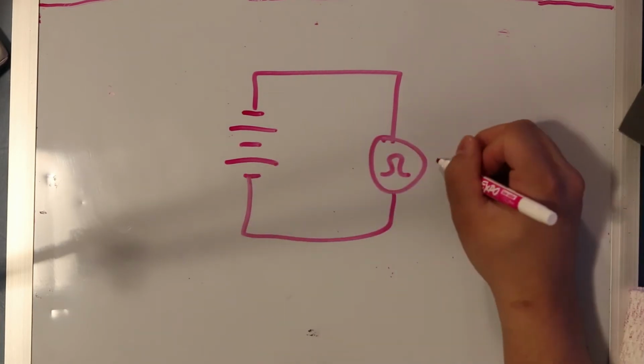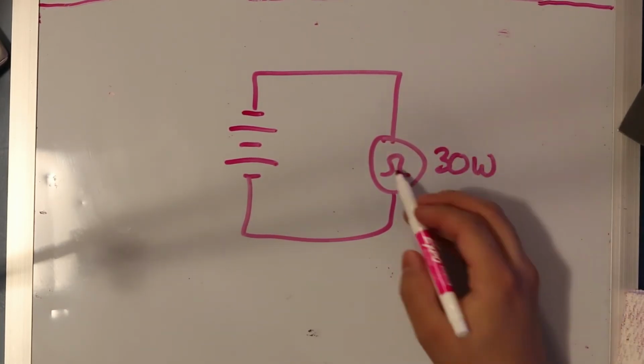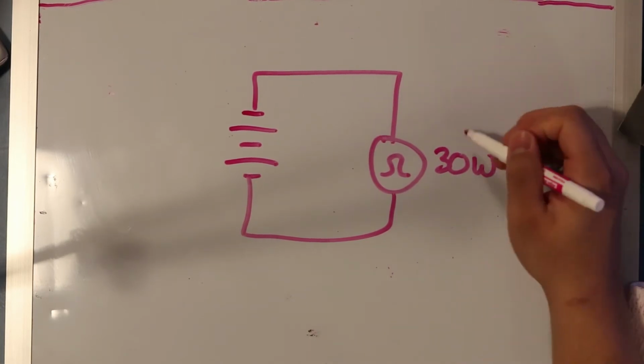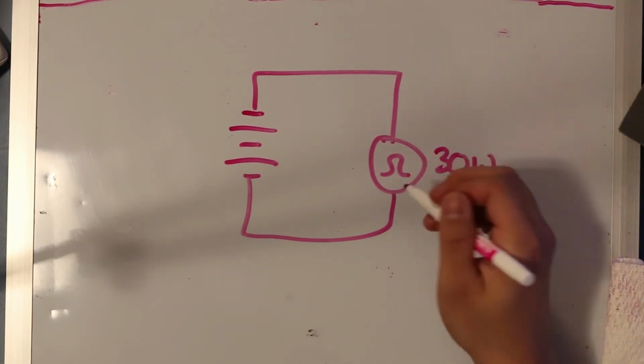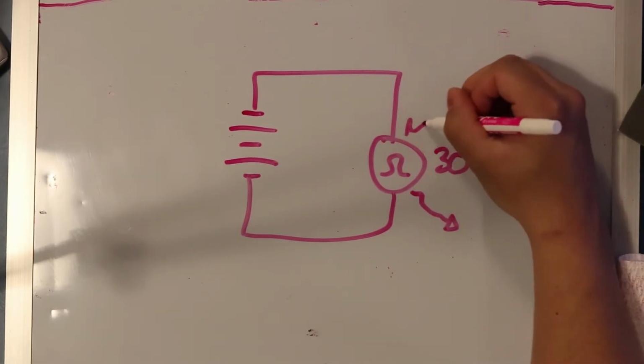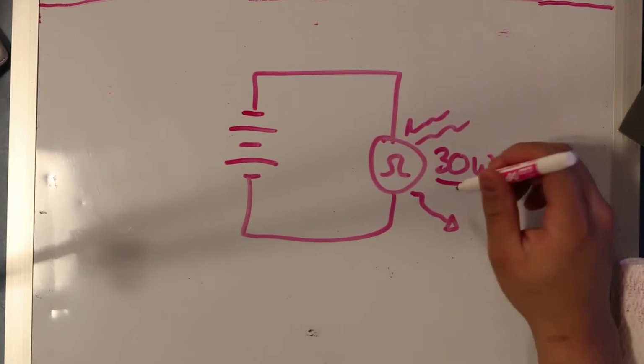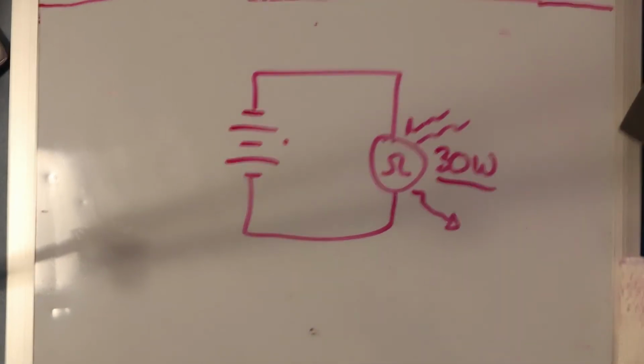Just like at home, we could say that you're running a 30-watt lamp. Basically, that's how much energy is actually being outputted, which gets converted into light. I guess that'll be a light symbol, and then heat as well, because they heat up, obviously. So the power is the energy transfer from the battery.